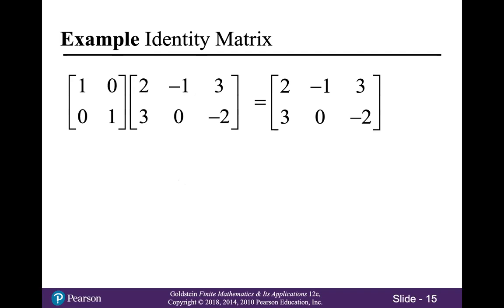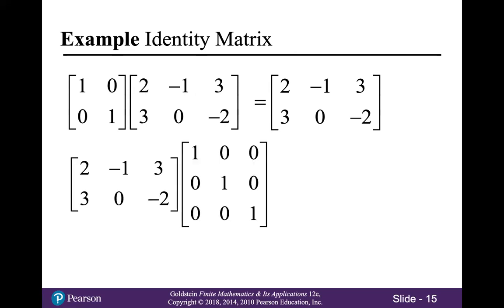In real number multiplication, the number 1 is called the identity element for multiplication because when you multiply it by any number, you get the same number back. In order to do it this way, the identity matrix would have to be 3 by 3 in order for that product to be defined. And you can check, you get the same thing.